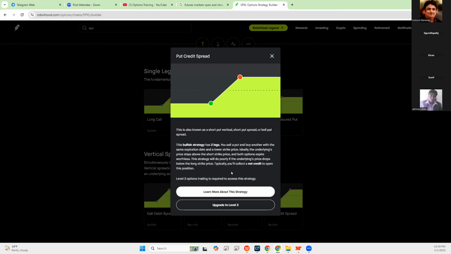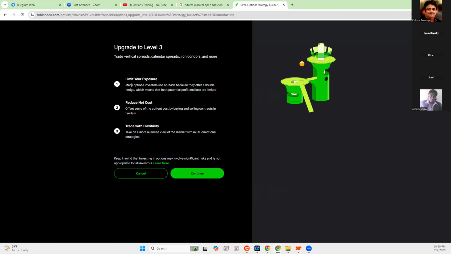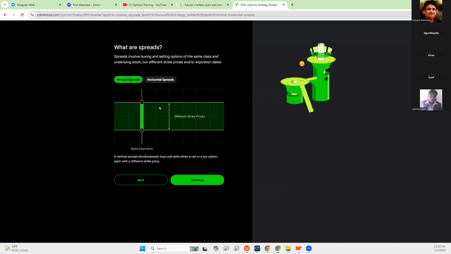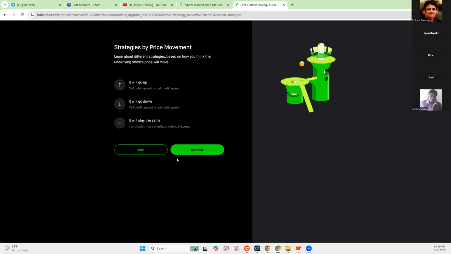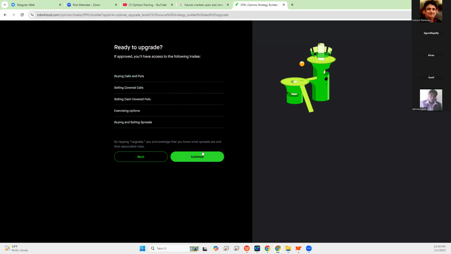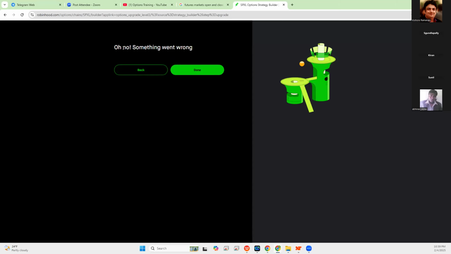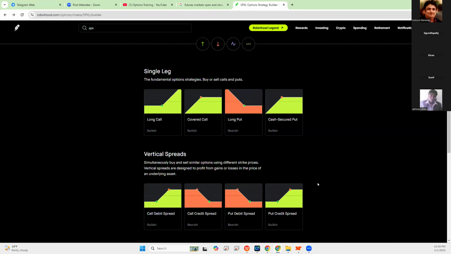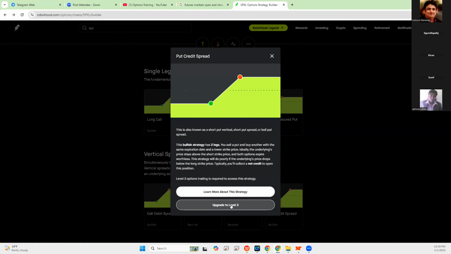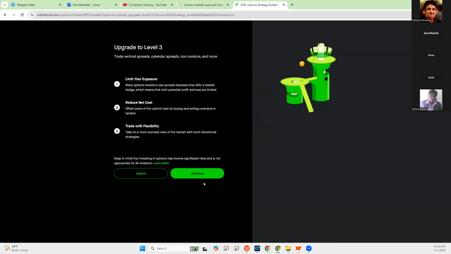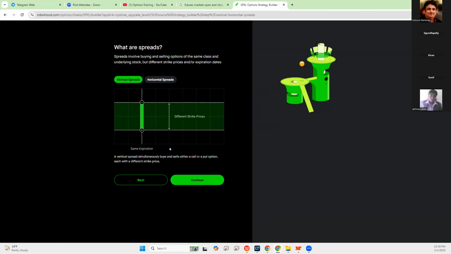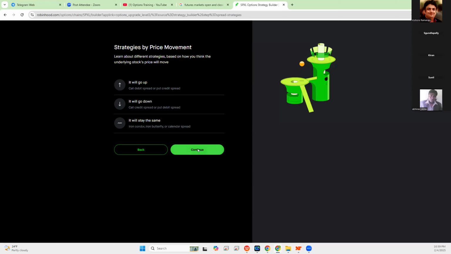Yeah, click on that, upgrade to level 3. Yeah, continue, continue, continue. Done. If tomorrow you cannot see it, then just call them. They will provide you the access. Oh, okay. But you just have to click on those and then select those values. Okay.